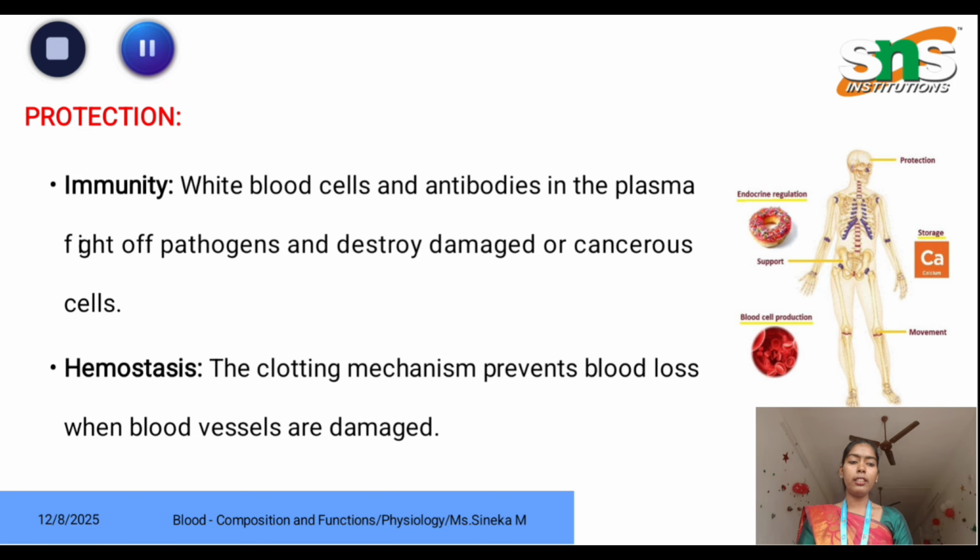Next is protection. For protection, WBC helps with this particular function and produces antibodies in the plasma to fight against pathogens and destroy damaged or cancer cells to prevent our body from various diseases. Next one is hemostasis. The clotting mechanism prevents blood loss when blood vessels are damaged. This particular function is carried out by platelets.